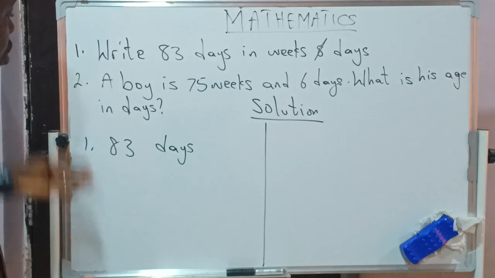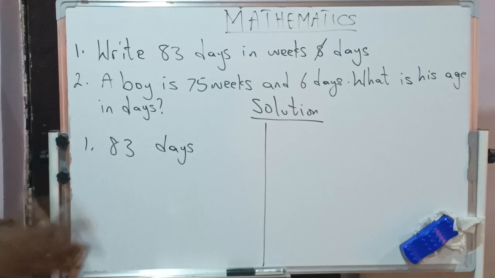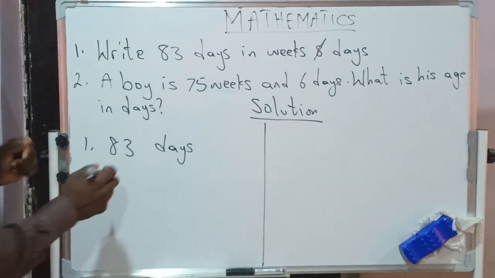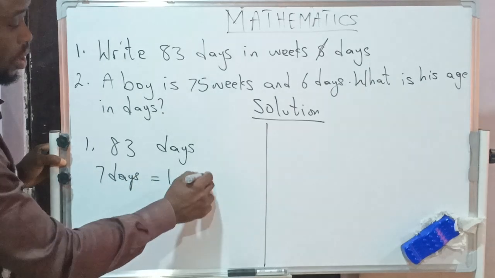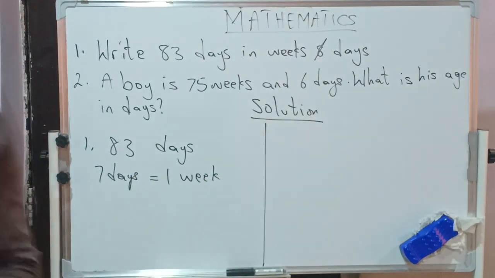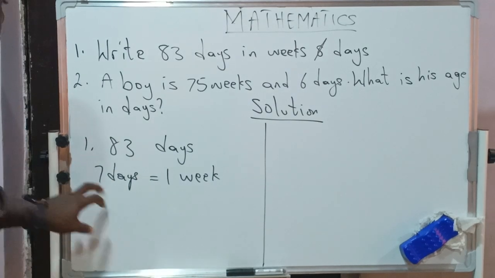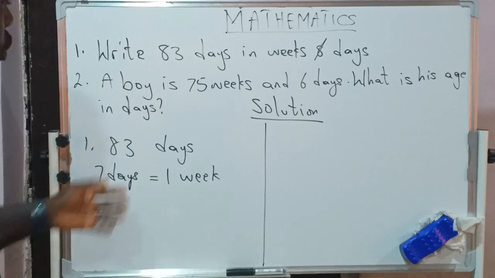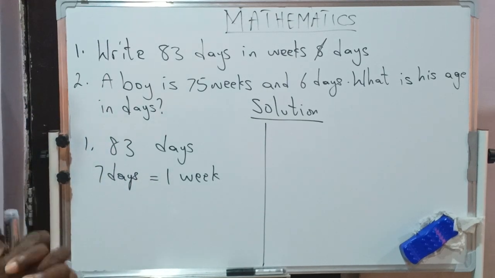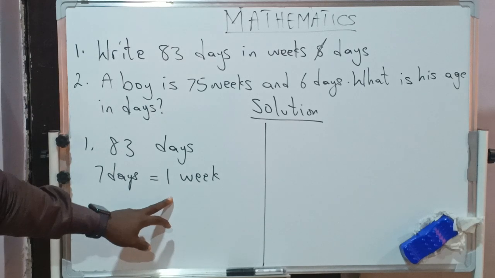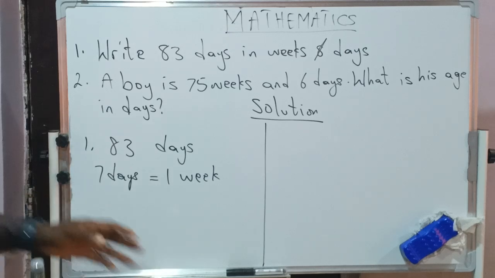In weeks and days. So, first of all, let's see. Since we have 83 days, how many weeks can we get in 83 days? Remember, we all know that 7 days will give us 1 week. Now, a proper explanation: for me to have 1 week, I will need 7 days. For me to have 2 weeks, I will need 7 plus another 7, which is 14 days. For me to have 3 weeks, I will need 7 plus 7 plus 7. What does that mean? I will need 21 days.